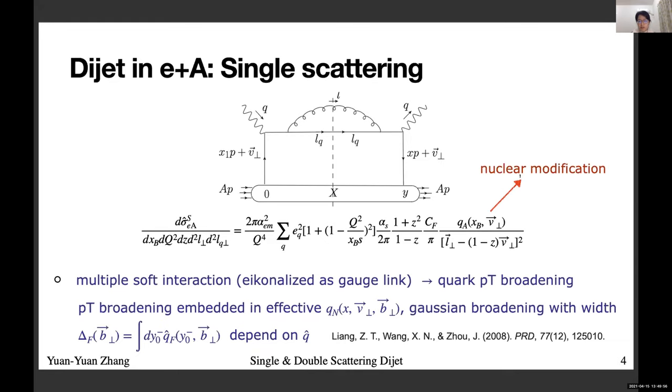The nuclear modification comes from the pT broadening of the initial quark. So the multiple soft interactions between the quark and the nucleus cause the quark pT broadening. And those soft interactions can be eikonalized as a gauge link. And one can embed this pT broadening in the effective nucleon quark TMD PDF. It is the Gaussian broadening and its width depends on q-hat. And this pT broadening idea is from this paper.